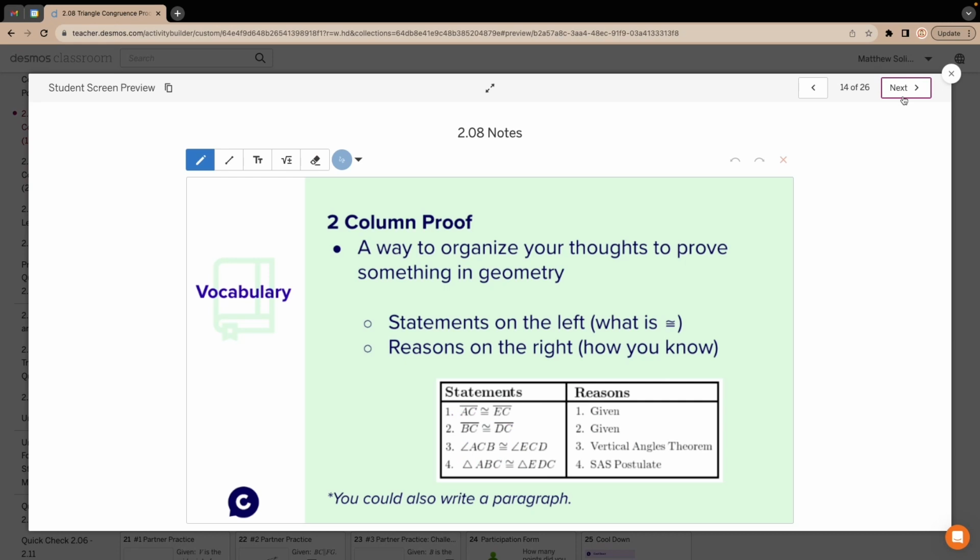But basically, we're going to write 2-column proofs. The big thing to know about 2-column proofs is the statements go on the left. Statements are just what you know is equal. So what is equal? And the reasons go on the right. It's just how do you know? You could also write a full paragraph as a proof, but the 2 columns is just an easy way to separate it and organize your thoughts. Also makes it easier for your teacher to grade. So 2 columns is the way to go.